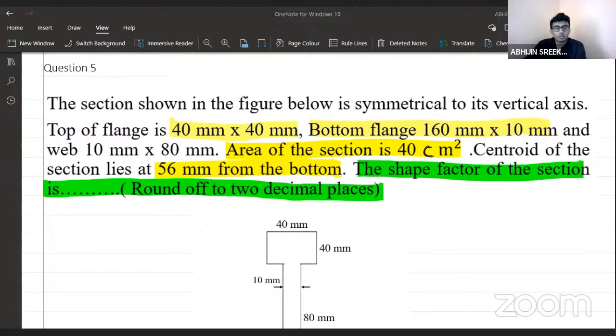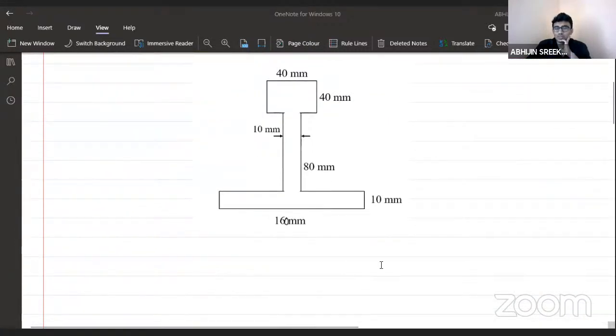Now I want you people to try this question. Give a try, try to understand. We have understood the question. He has given us a section, and he is asking us to calculate the shape factor of this section. And you should know how to calculate the shape factor of a particular section. That's very important. If you don't know how to calculate it, there is no use of solving this question. You have to understand it first.